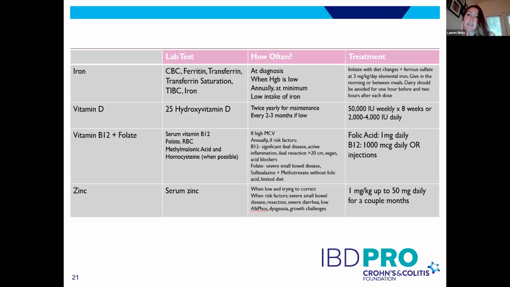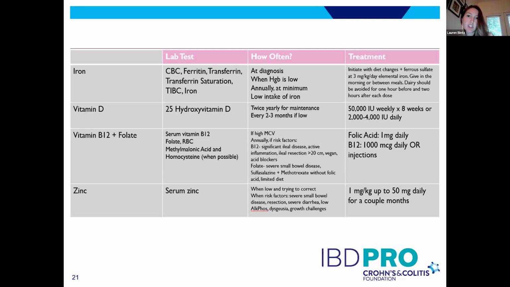The treatment for this is to initiate diet changes and also an iron supplement. So ferrous sulfate starting at 3 milligrams per kilogram per day of elemental iron. We want to give it in the morning or between meals, and dairy should be avoided for 1 hour before and 2 hours after taking.